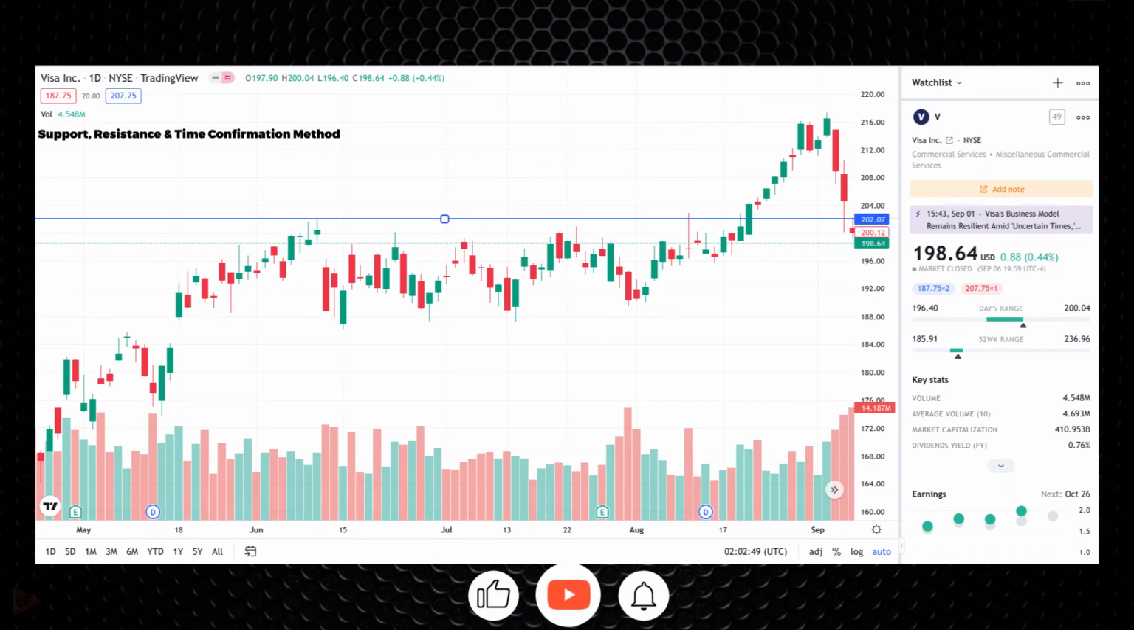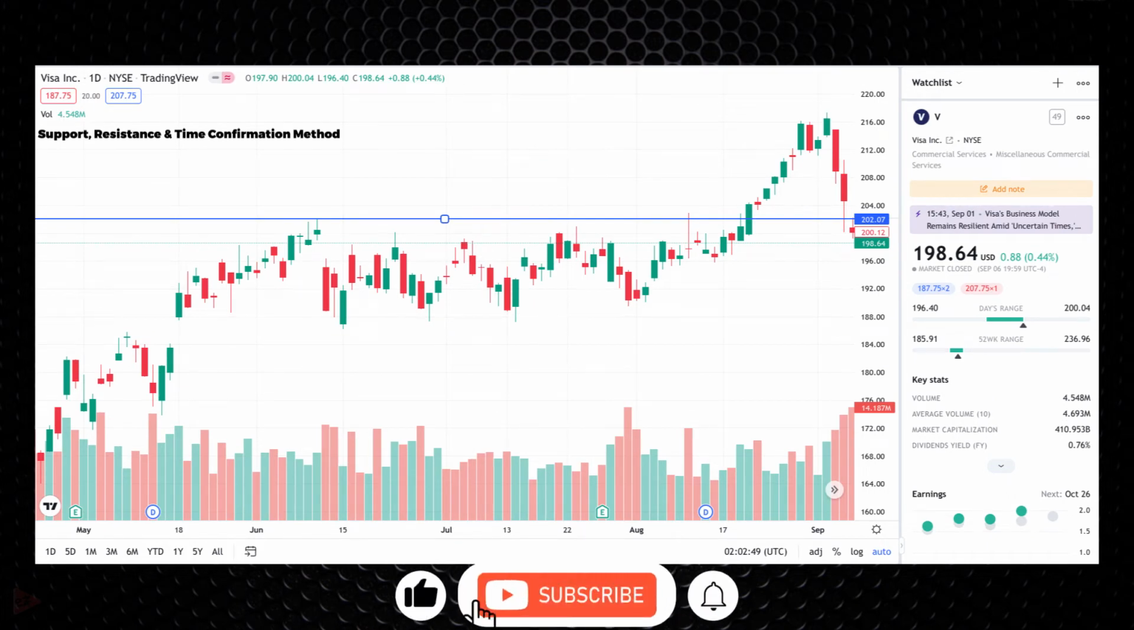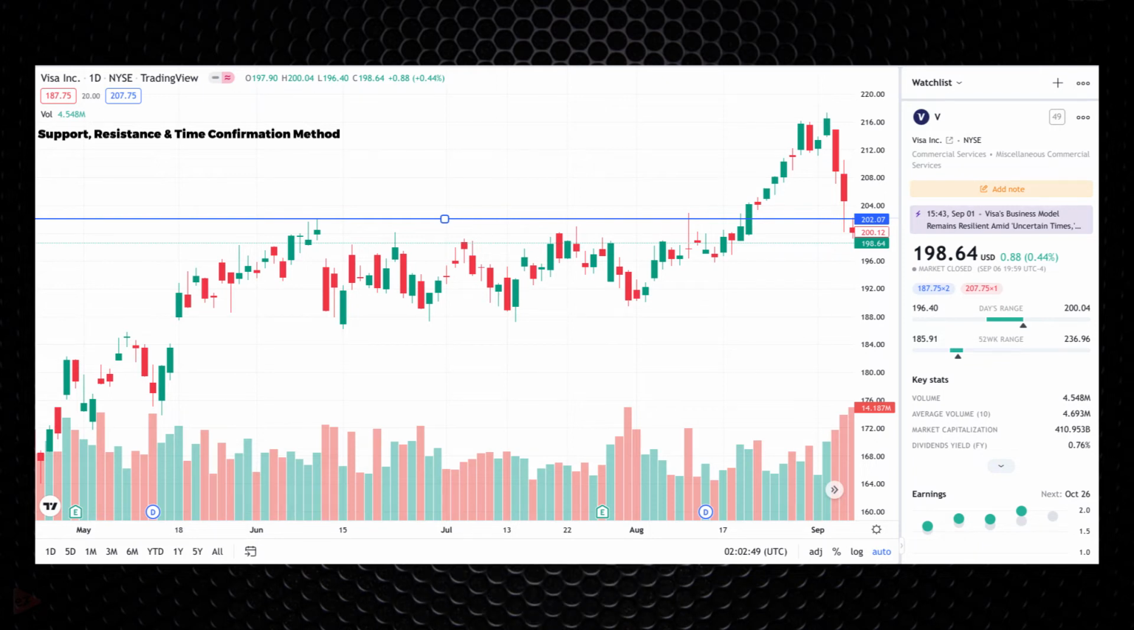The third breakout confirmation method is the time since breaking support and resistance. If it's more than 2 days, then the premise is that if the price can remain on top of the breakout zone for more than 2 days, that the breakout must be true.